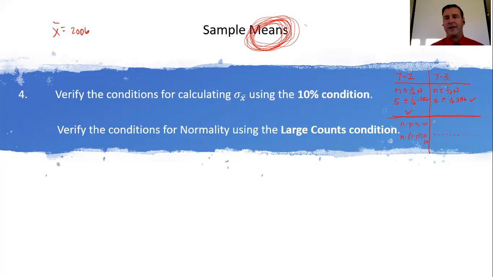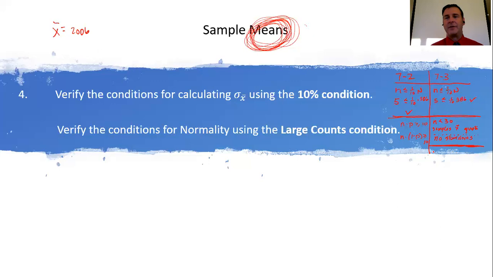So here's the deal. If your N is less than 30, you're going to have to take all your little samples of X bar and graph them. Once you graph them, you have to make sure that there is no skewedness. If there's skewedness in your graph, then it fails. If there's not skewedness, then you are clear and you can say that your sampling distribution should be approximately normal.